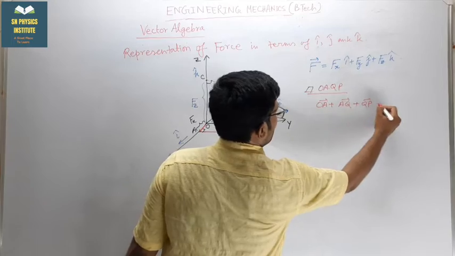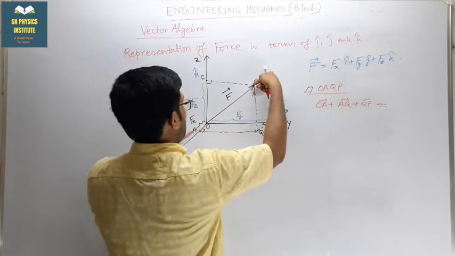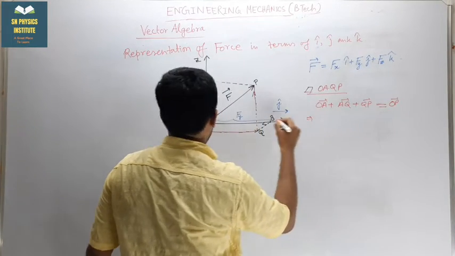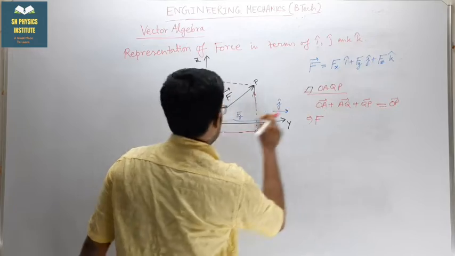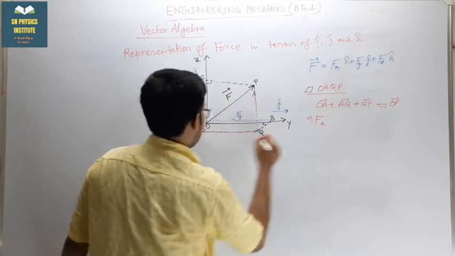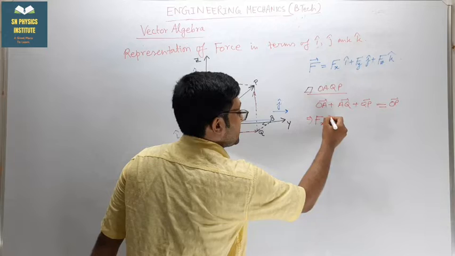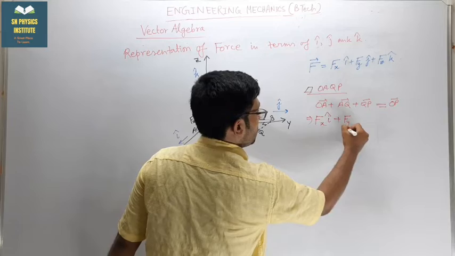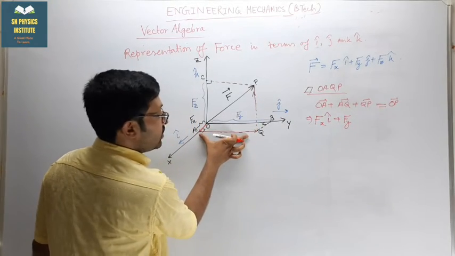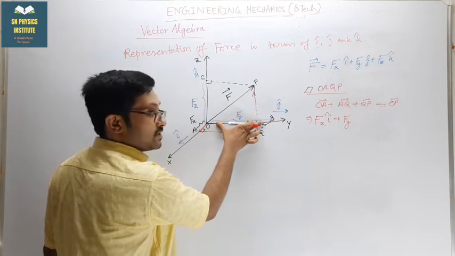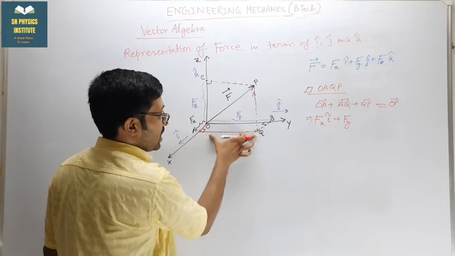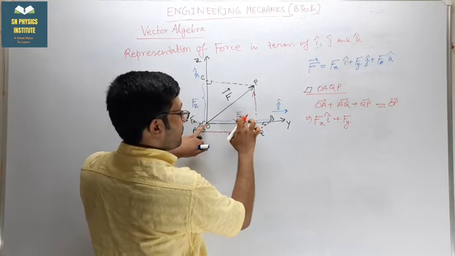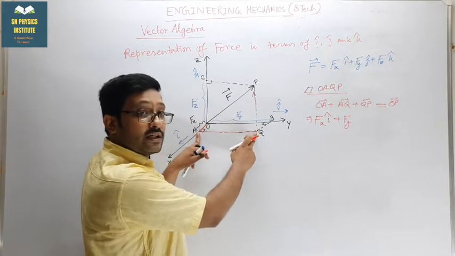is equal to the OP vector, because OP is in the opposite sense. So OA vector is equal to what? The magnitude of OA is Fx and the direction is I cap, because a vector can be represented as magnitude into direction. Same way, AQ is equal to OB, right? AQ and OB are both parallel to each other. So OB is equal to Fy, and I can write AQ as Fy.